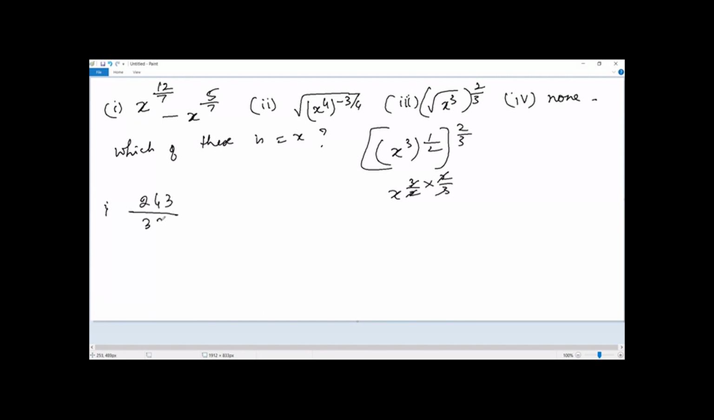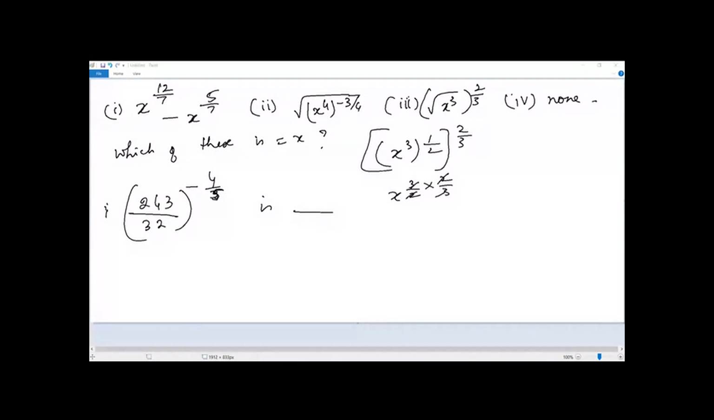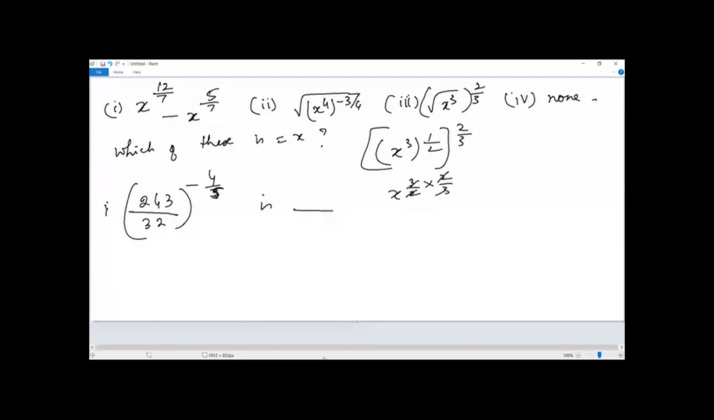243 by 32 to the power minus 4 by 5. Simplify. Who has to tell? Mahantesh has to tell. Mahalakshmi finished? No, Mahantesh has to tell. 243 by 32 to the power minus 4 by 5. Value.